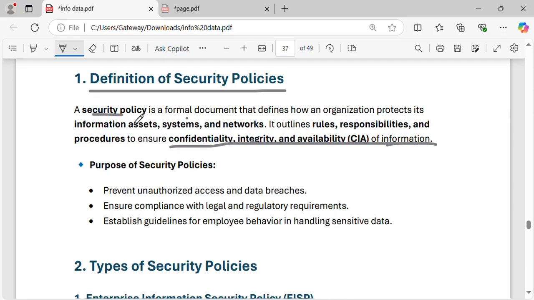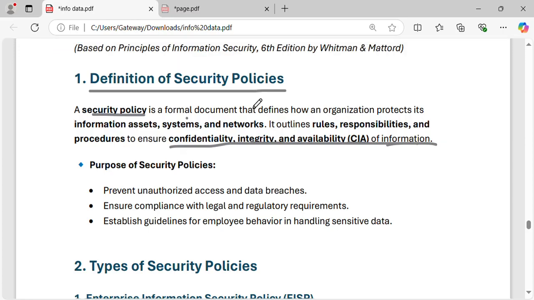A security policy is a document. It defines how an organization protects its assets, its information, its systems, and networks, right? So if you have a small company, it's not a big deal. You have some data and you're going to be working with it. But if they're big organizations like Google, who manage the whole web system, there's a lot of data. They have different branches and different departments for managing data.